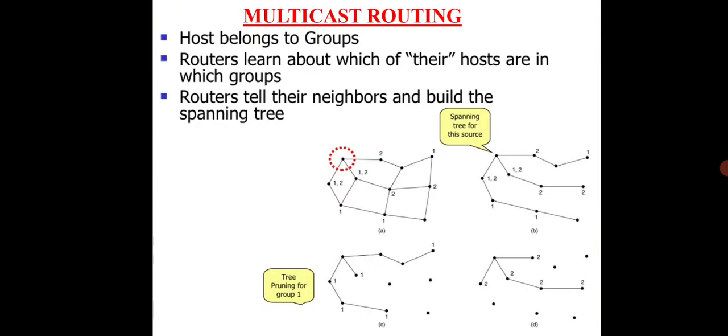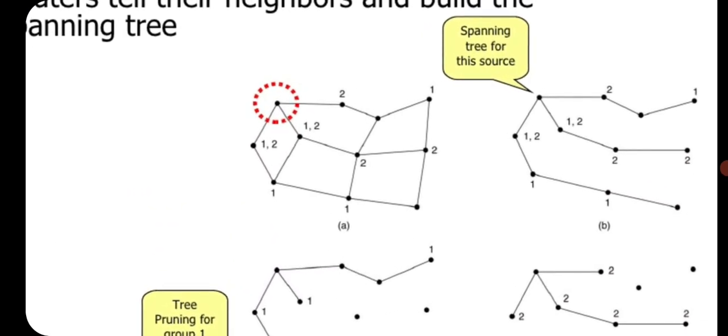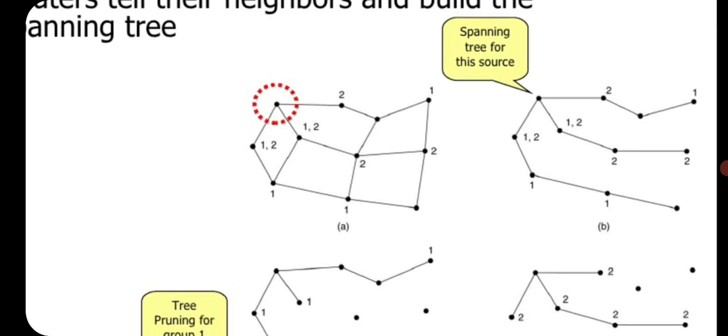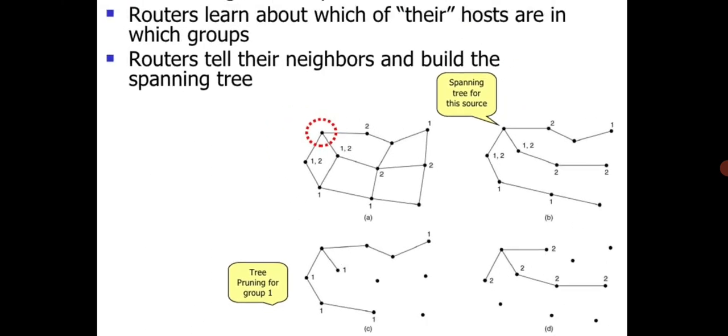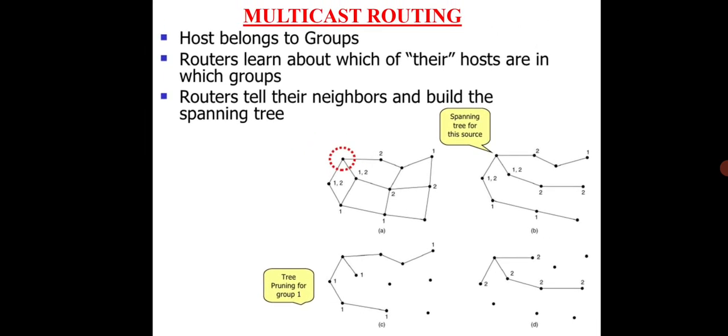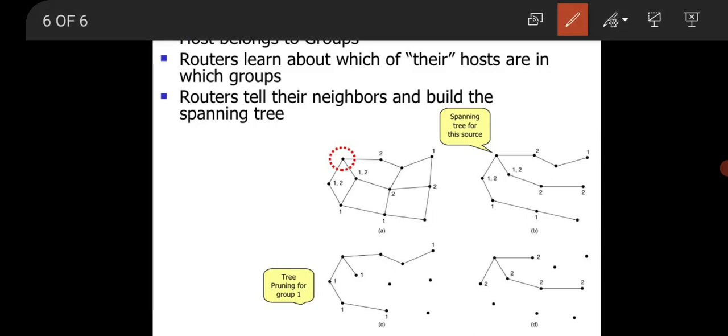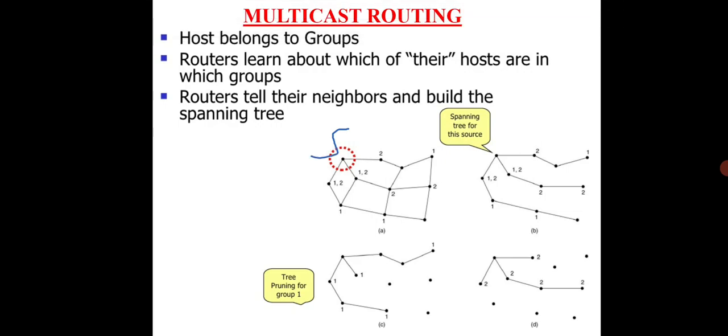So you can see a network which is here. This is the network which is given, where these dots are the nodes. Some nodes belong to only one group, group 1, and some nodes belong to both 1 as well as 2. First, what we do in multicast routing is we draw a spanning tree for a particular source. That red line you can see is the source. For this source we draw a spanning tree.